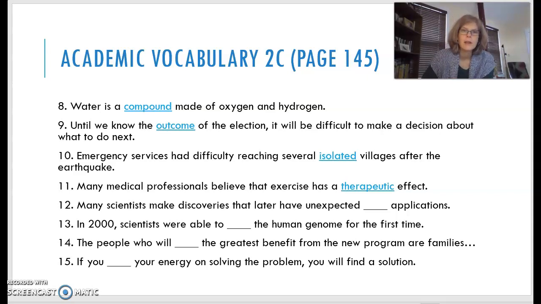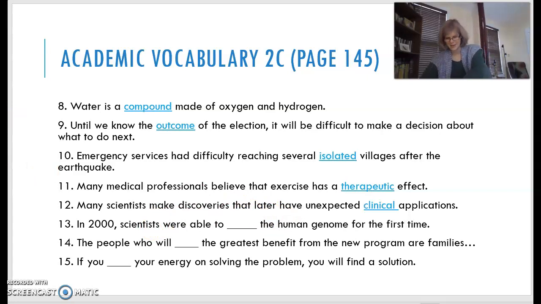Number 12. I see that we're talking here, discoveries have unexpected applications. Unexpected blank applications. So again, I need another adjective, right? I had therapeutic effects and isolated villages. What kind of applications? Which adjective would work here? Talking about discoveries.